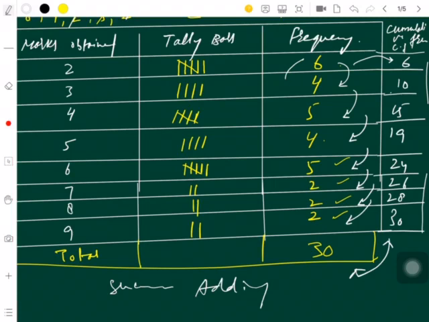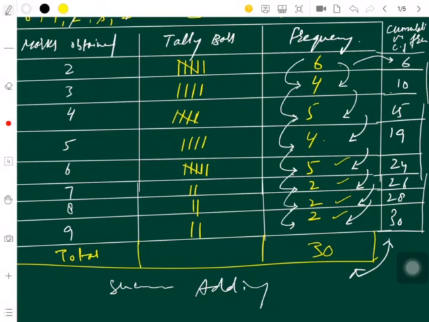So 6 will be added with 4, it will give 10, will be added with 5, will give 15, will be added with 4, will give 19, with 5 will give 24, 26, 28 and 30. That's what I did, and here we have our cumulative frequency ready with us.